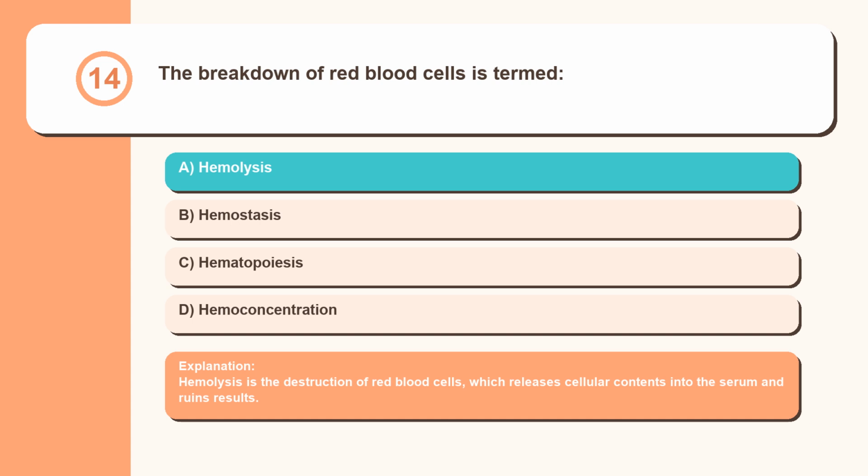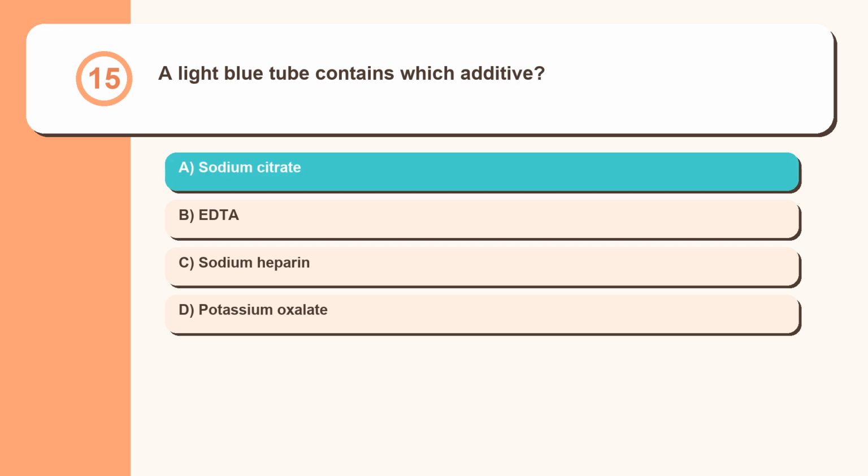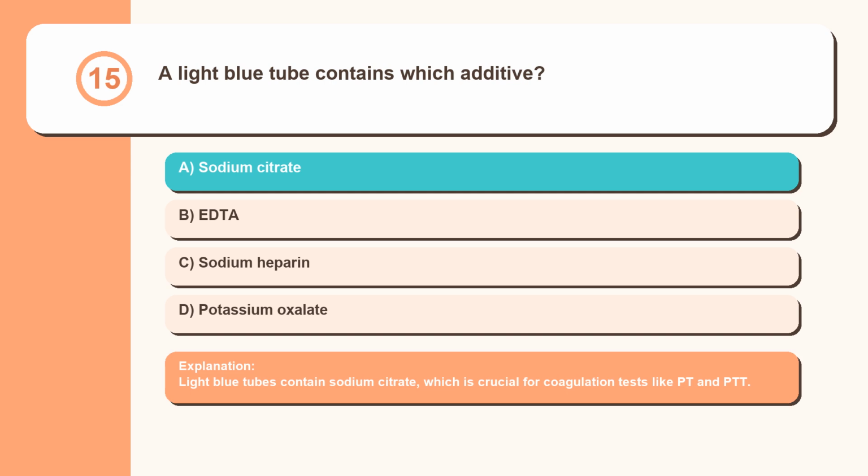Question 15. A light blue tube contains which additive? Sodium citrate, EDTA, sodium heparin, potassium oxalate. Light blue tubes contain sodium citrate, which is crucial for coagulation tests like PT and PTT.